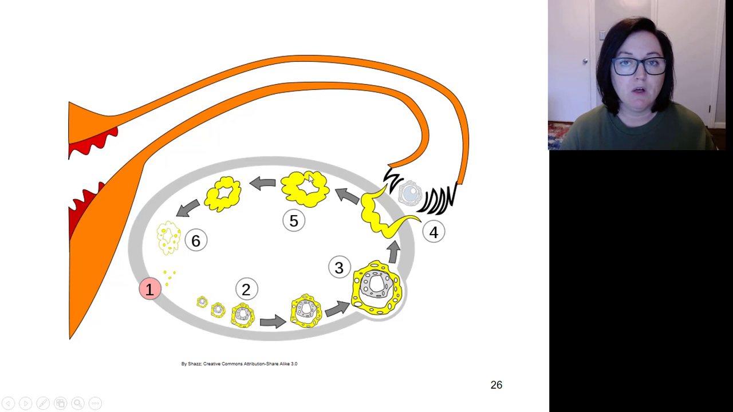The corpus luteum itself is producing the hormone progesterone. Progesterone, like estrogen, will travel to the uterus. Progesterone tells the uterus to maintain that endometrial lining in case pregnancy occurs. If pregnancy does not occur, the corpus luteum will break down.